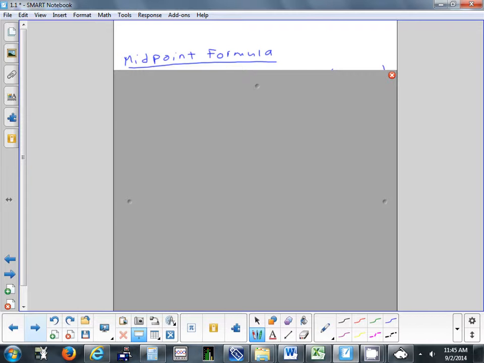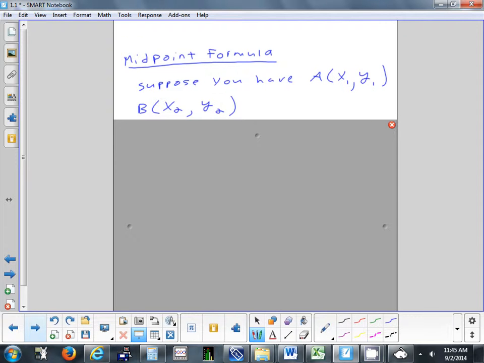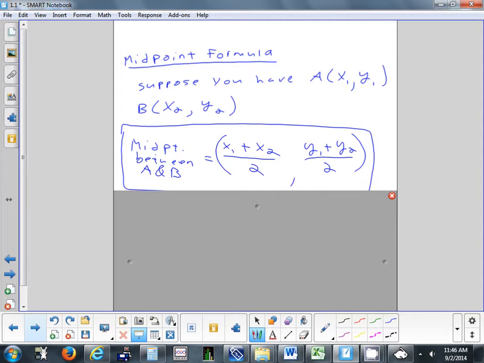Okay, and the last formula we're going to do today is the midpoint formula. Okay, the midpoint formula, there isn't really a diagram to draw to really explain why this one's true. This one's more of a common sense kind of formula. Okay, it says to find the midpoint between A and B, you add the x's up and divide by 2. That's the first part of the coordinate. And you add the y's up and you divide by 2. That's the second part of the coordinate.